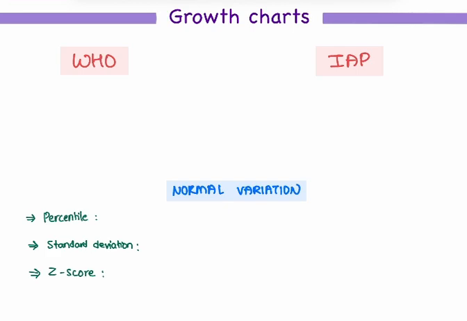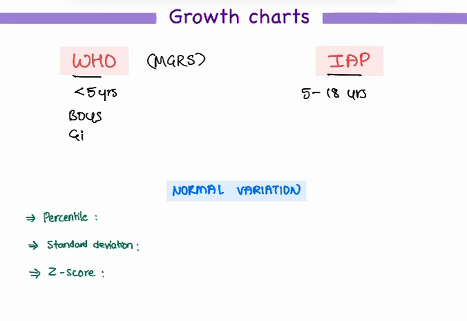Growth charts. There are two types of growth charts. They are WHO and IAP. The WHO growth charts are based on MGRS, multicentric growth reference studies. The WHO charts are used for children below 5 years. IAP charts are used for children between 5 to 18 years. The WHO charts are different for boys and girls. For boys, it is blue in color. For girls, it is pink in color.